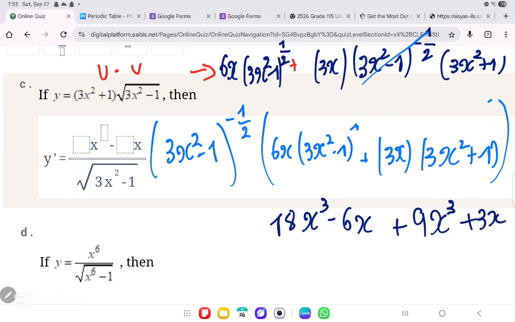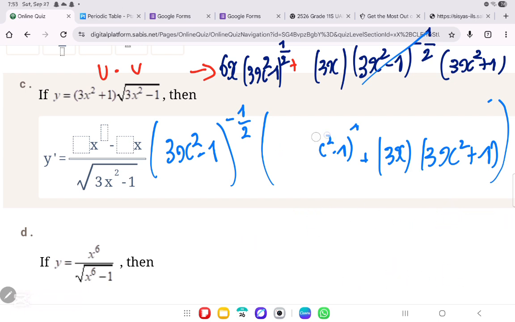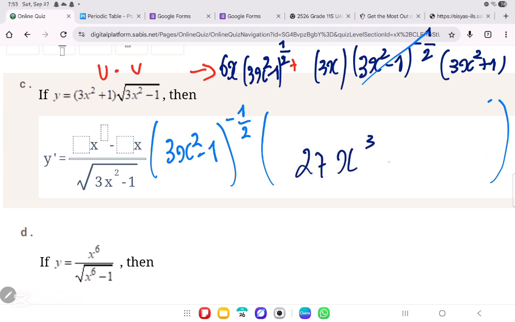So if we simplify it, it's going to be 27x to the power of 3 minus 3x. Perfect. So we can substitute all of what's inside by what? By 27x to the power of 3 minus 3x.